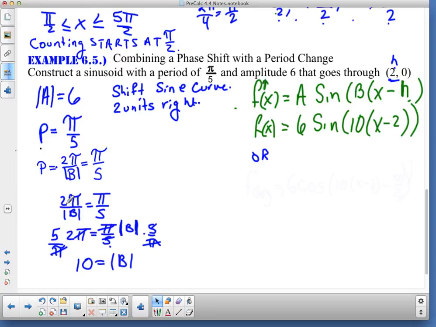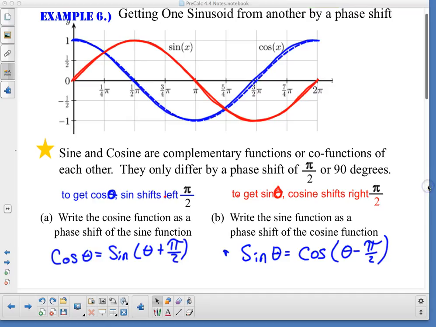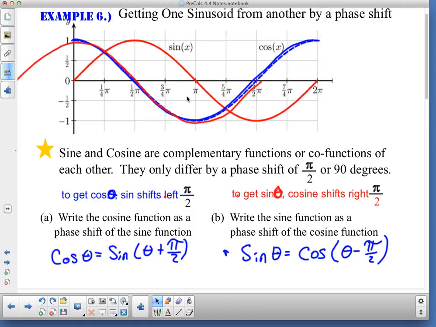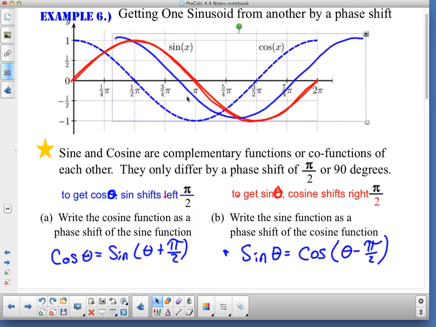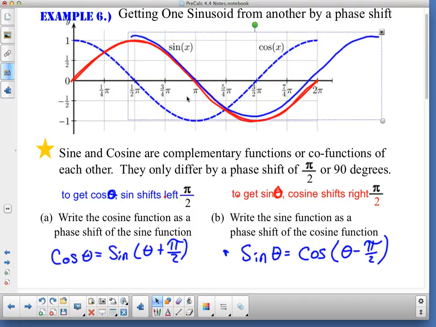Now, if I wanted to do this as a cosine, and remember, I decided to use sine because sine starts on the axis, and this started on the axis. I tried to make my problem easier. Now, remember how it's connected. I'm going from a sine curve to a cosine curve. And to go from a sine curve to a cosine, I'm going to make it a cosine. Cosine is related to sine.